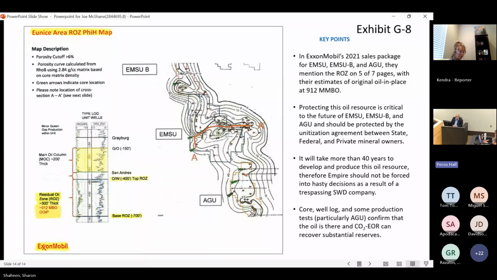And that, our current review of the core, well log and sub-production tests confirm that there is oil, or that their CO2 and EOR can recover substantial reserves from this field.